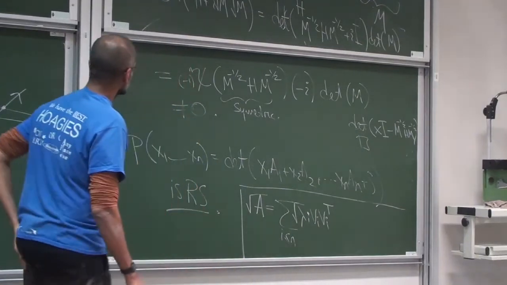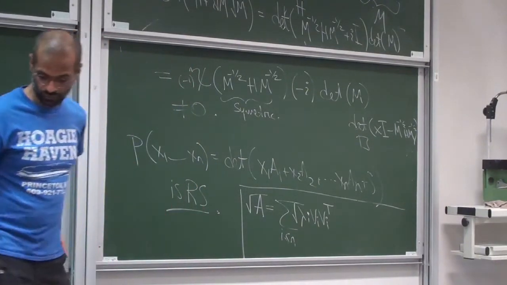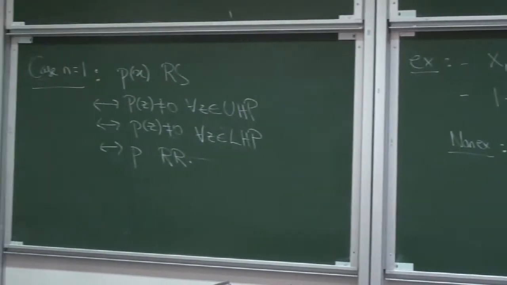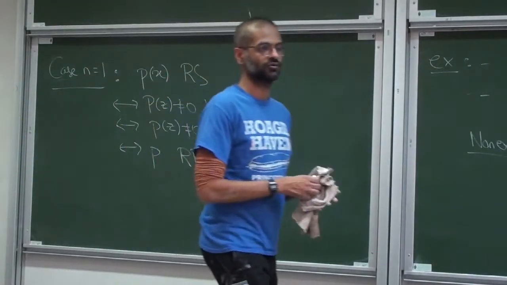Okay. So those are the examples. Now, I want to move on to what are the good properties of this class of polynomials.